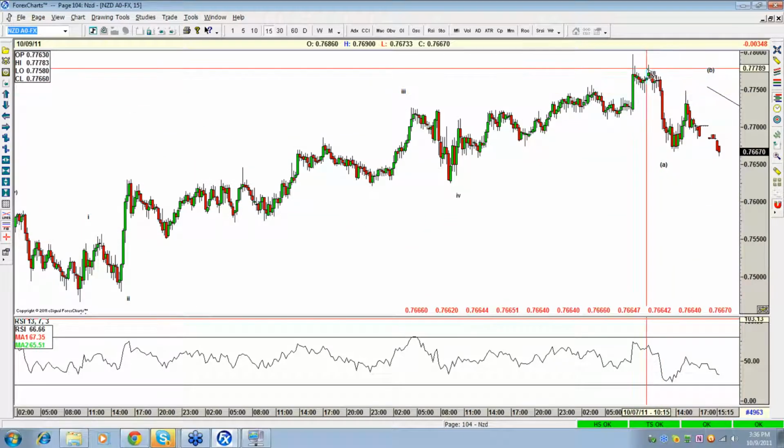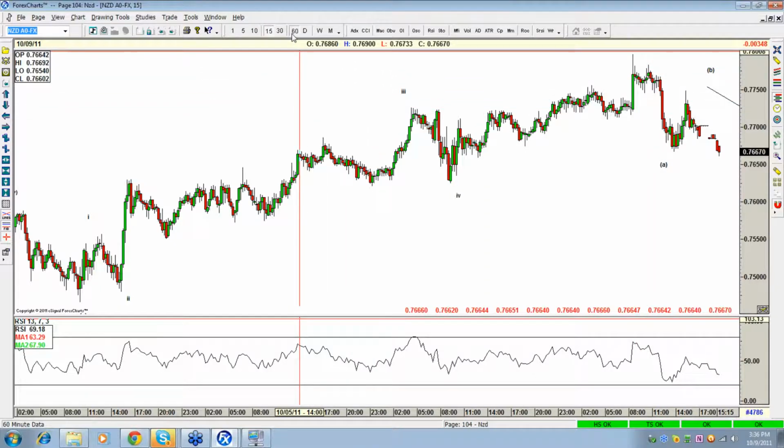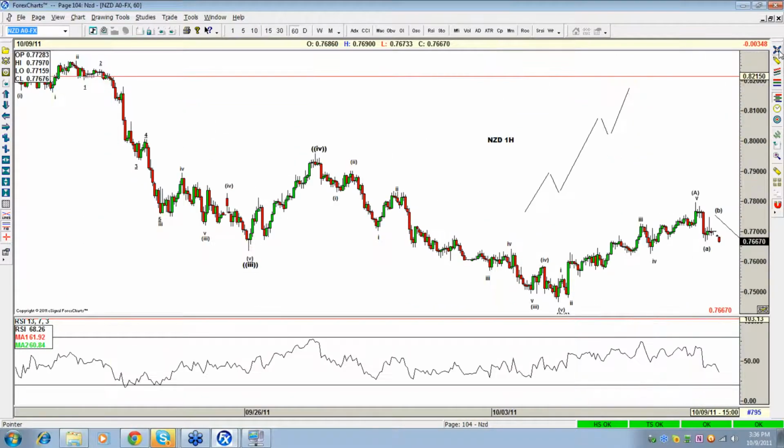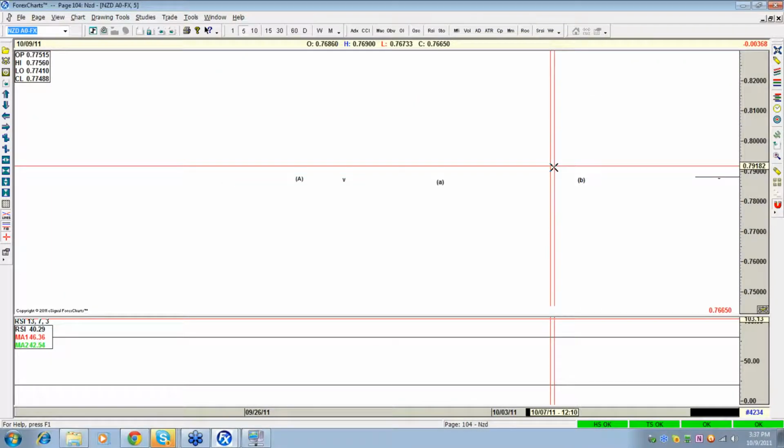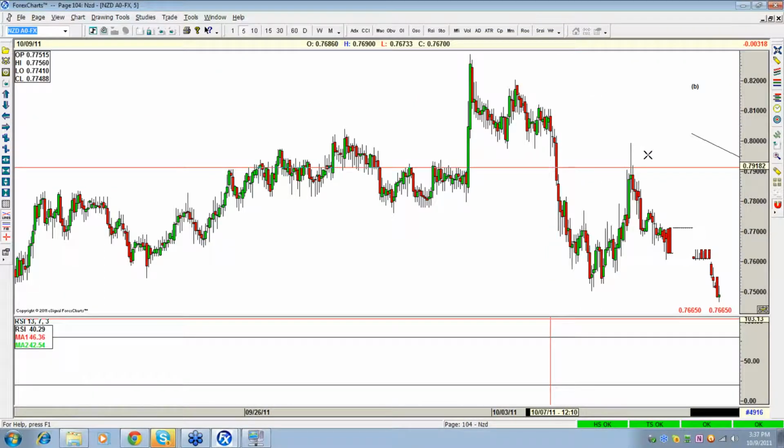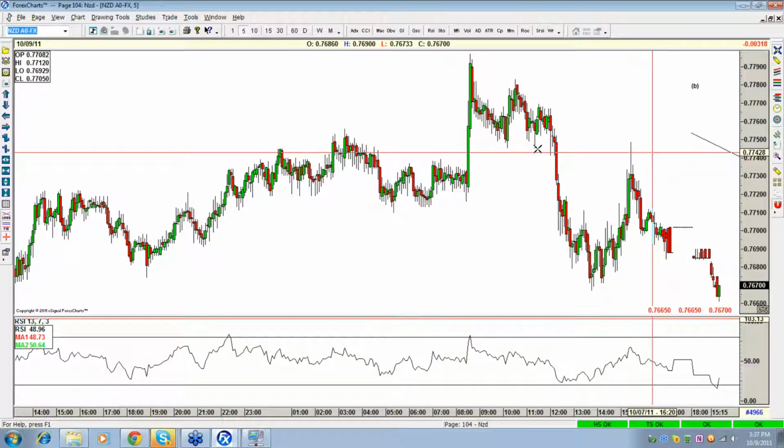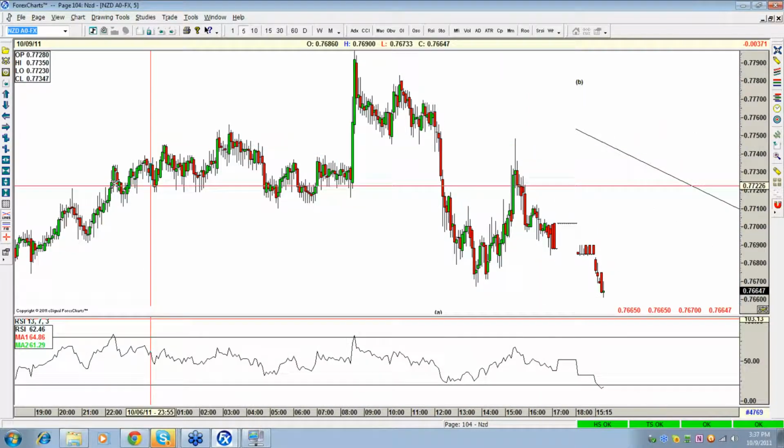And then the C went to the 618. I agree with you. That scenario is much better. Now, let's take a look here. Look, to the downside, and this is something that I don't like now.